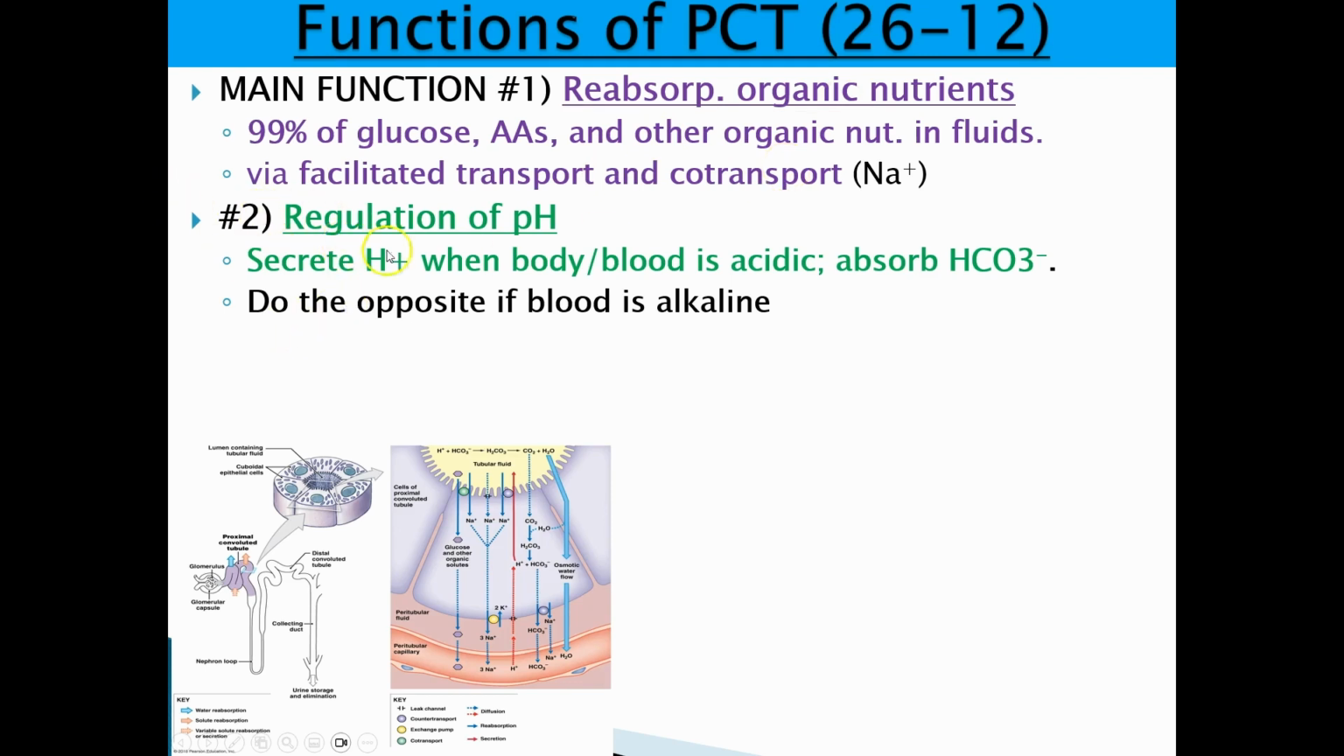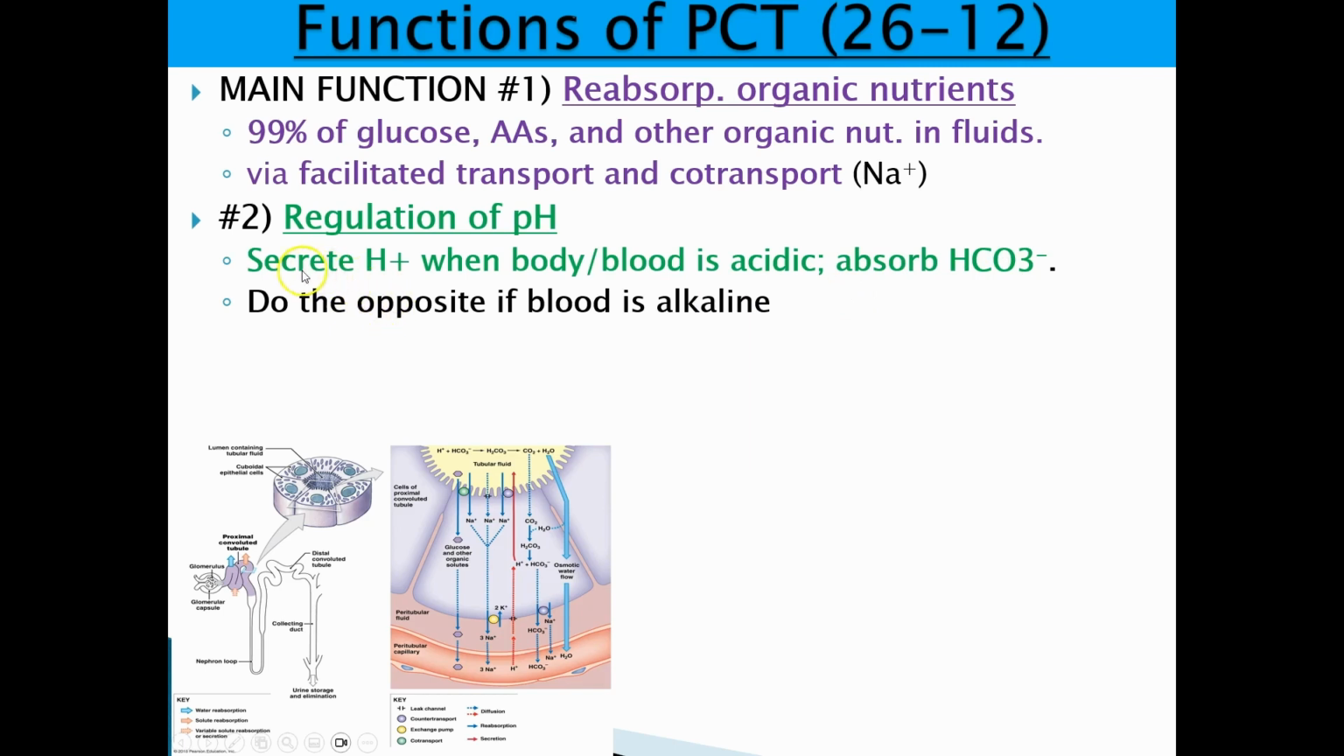All right, the second main point is there is some regulation of pH. Now, we're going to come to this later. You should know that this occurs, and it's going to occur at pretty much every stop moving forward, or I should actually say at the DCT and the PCT. It's not going to occur here, but along the PCT and the DCT, we do have regulation of pH. And so what you need to really understand is that when our pH is acidic, or our blood is acidic, we're going to secrete H+, meaning we're going to get rid of H+. And then when our body is basic, so if we had alkalosis, we would be getting rid of bicarbonate.